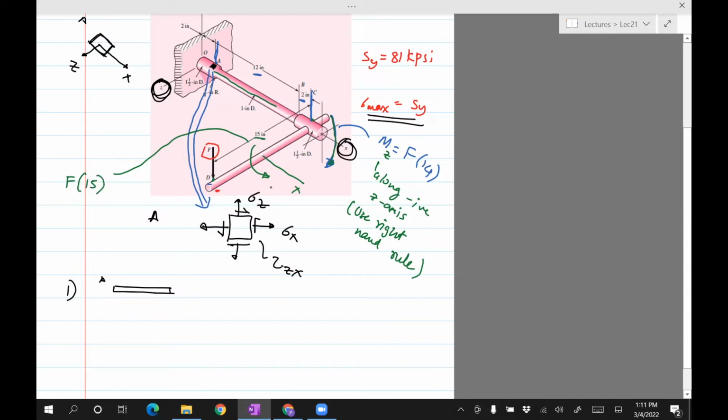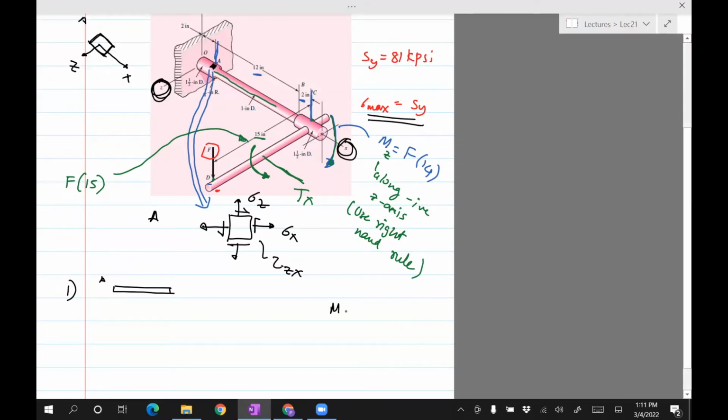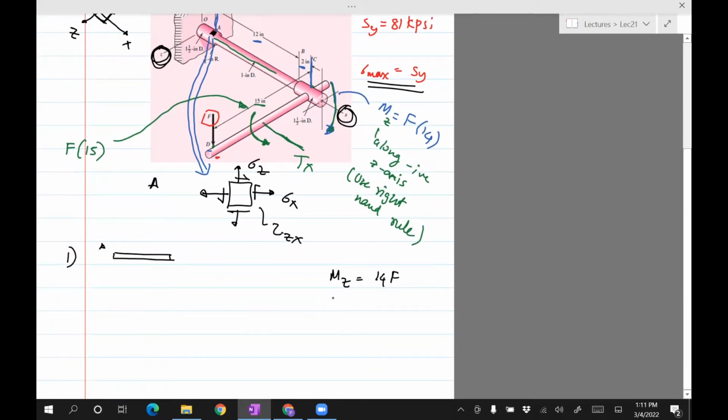For that torque, again, take your right hand, curl your fingers along this arrow, and the thumb gives you the direction of this torque. So that torque is in the x direction. To summarize, we have Mz equals 14 times F and Tx equals 15F.